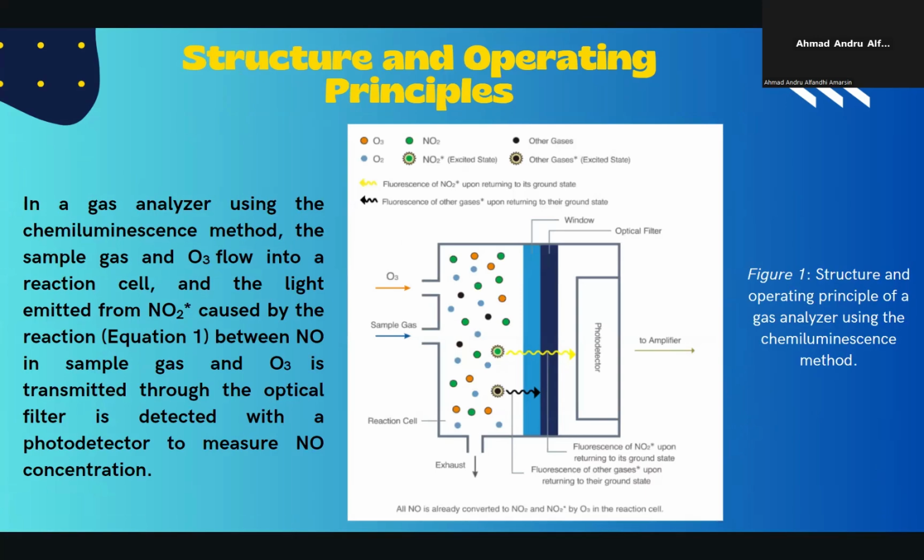Structure and operating principle. In a gas analyzer using the chemiluminescence method, the sample gas and O3 flow into a reaction cell, and the light emitted from NO2 caused by the reaction, like equation 1, between NO in the sample gas and O3 is transmitted through the optical filter and detected with a photodetector to measure NO concentration. Like in figure 1, structure and operating principle of a gas analyzer using the chemiluminescence method.